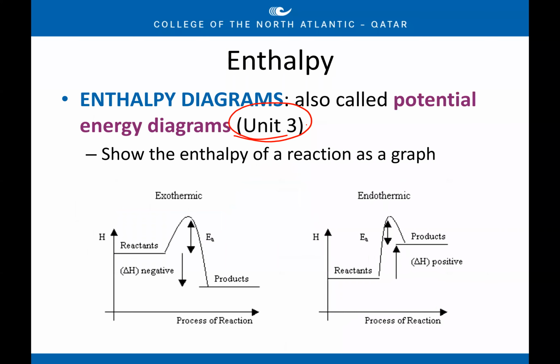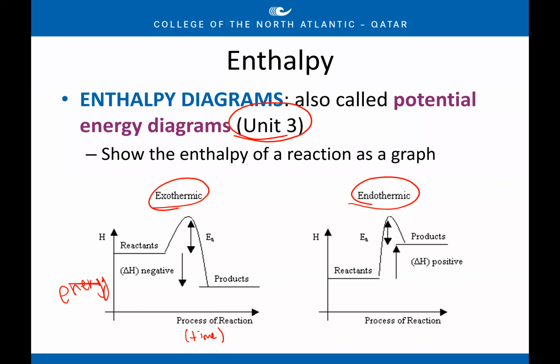So yeah, we'll talk a little bit more about this in Unit 3, but we're going to draw simplified ones in Chapter 2. An enthalpy or energy diagram shows the energy of a reaction as a graph. It really lets us see if heat is released or if heat is absorbed. The energy is on the y-axis, and then time, or the process of reaction, is on the bottom.